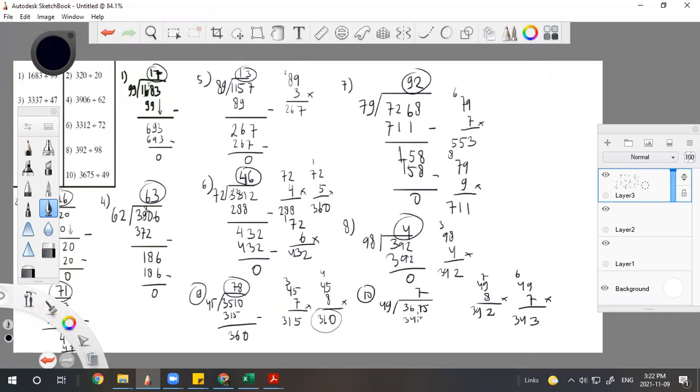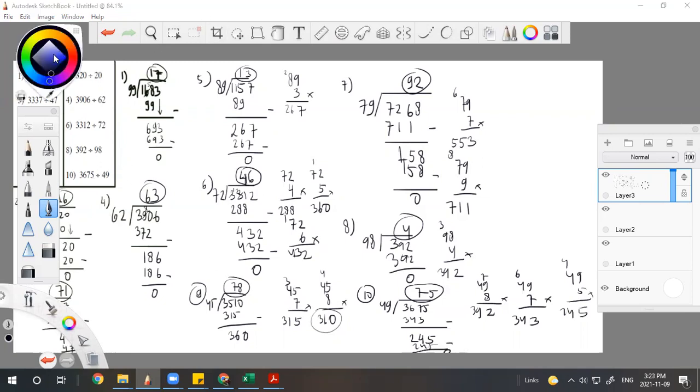343, when you subtract, you will get 4, 2, 4, 5. And then 49 times something. 49 times 5, let's try. Because the last digit is 5. 2, 4, 5. Okay, it's the answer. 75. When you subtract, you get 0. So 75. So I will make the number here.